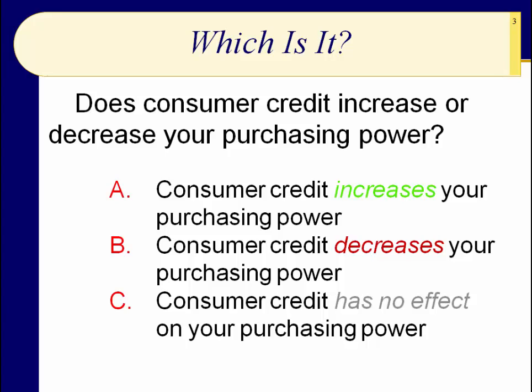Now, in the face-to-face class, I asked this question, and students would have a card or a clicker in some classes. And if you answer A, I ask a student, you answered A, so give me the reason why you think consumer credit increases your purchasing power. But the correct answer here is B, which is that consumer credit decreases your purchasing power.